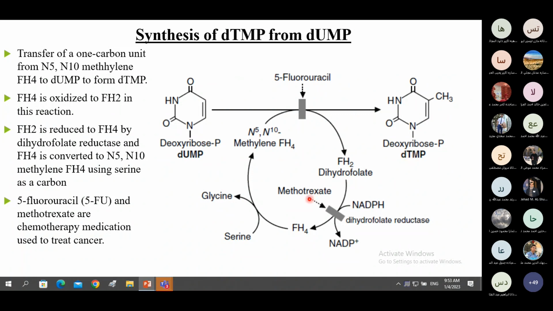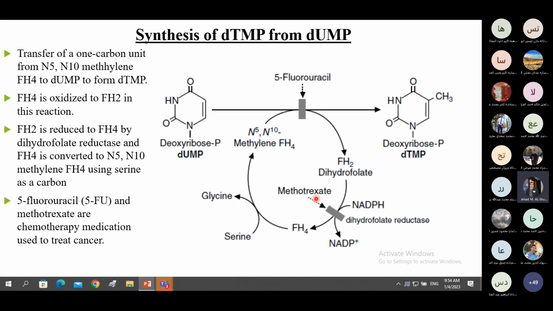Another drug, methotrexate. Methotrexate prevents dihydrofolate reductase from converting FH2 into FH4. Thus, FH4 can't donate the one carbon group to dUMP, thus it is not converted to dTMP. These are the chemotherapy drugs, 5-fluorouracil and methotrexate. They are very important.